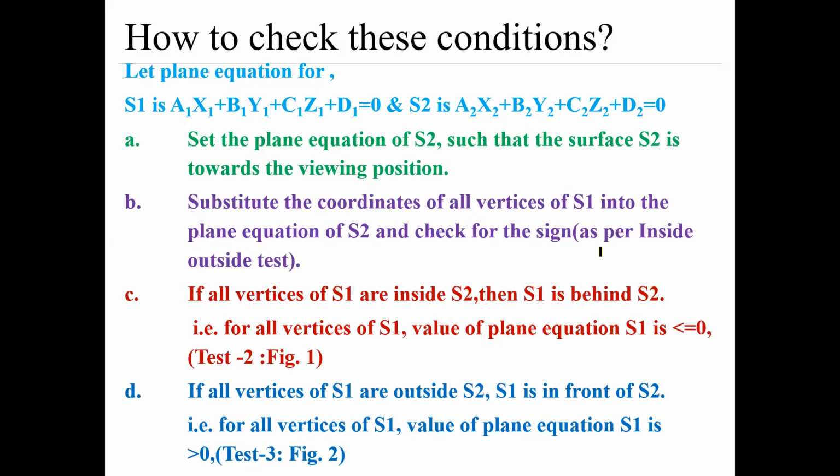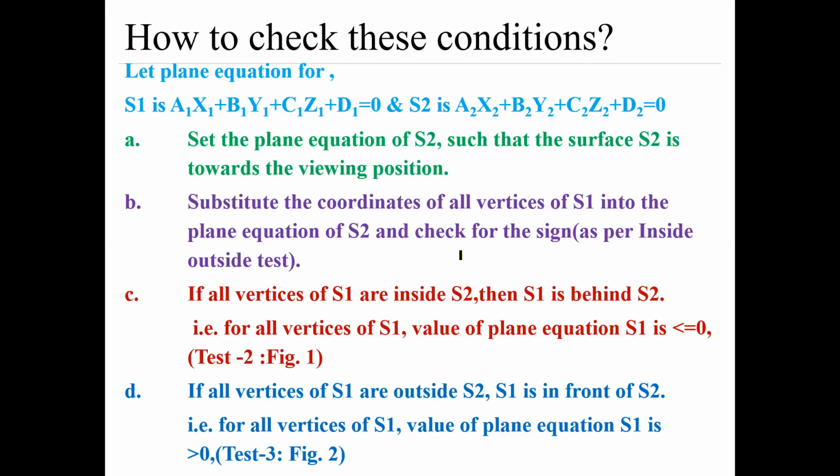Now, first, we have to set the equations for surface S2 such that the surface S2 is towards the viewing position. The second thing you need to do is substitute the coordinates of all vertices of S1. Which are the coordinates of S1? Those are A1, B1, C1 and D1. So put all these coordinates of S1 into the plane equation of S2, and check the sign, whether it is negative or positive.